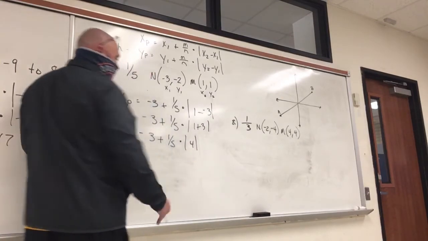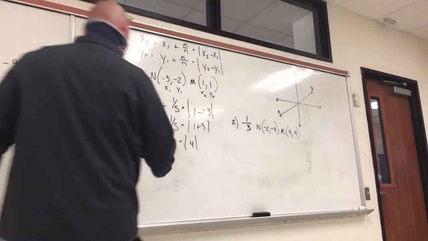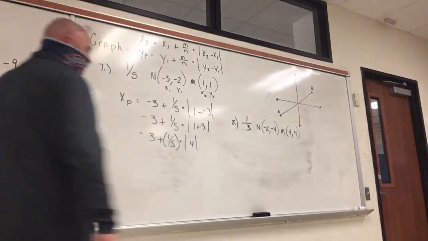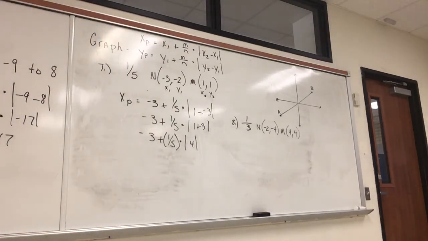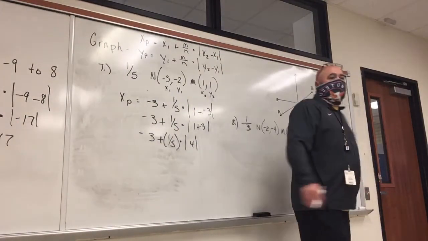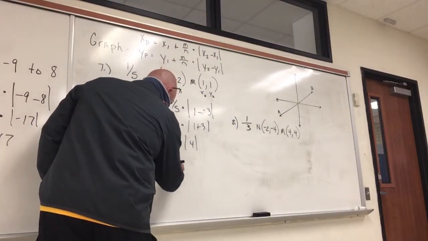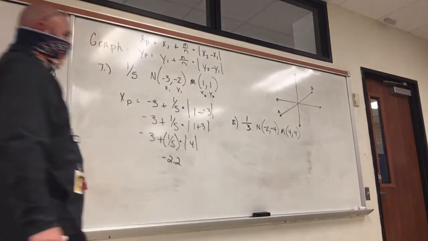No. Alright, so here's what I want you to do. Take your handy dandy calculator. Be sure you put parentheses around 1/5. Negative 3 plus, open parentheses, 1 divided by 5, close parentheses, times 4. Negative 2.2. So my X coordinate is negative 2.2.